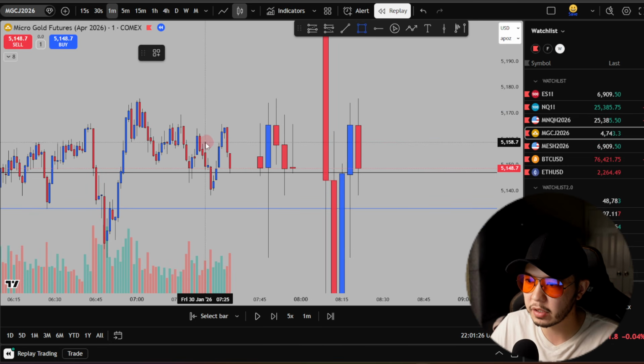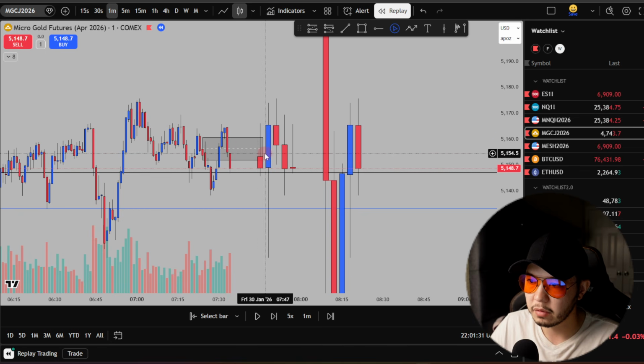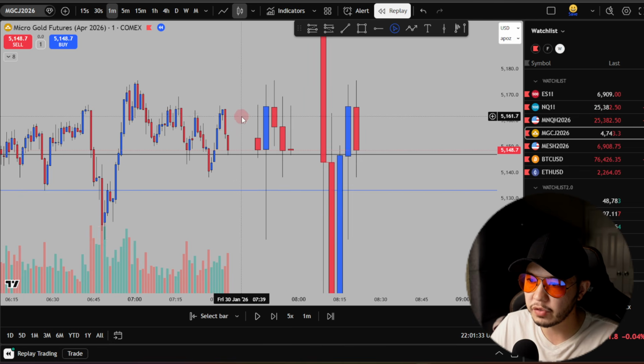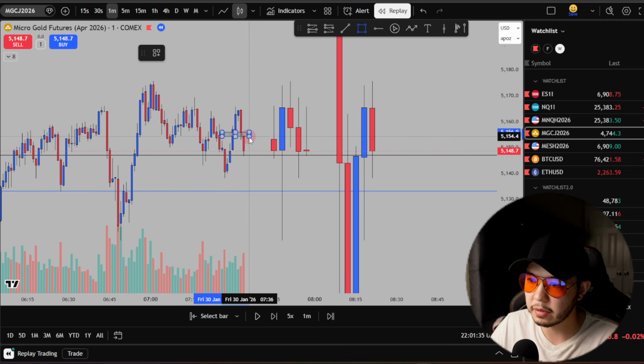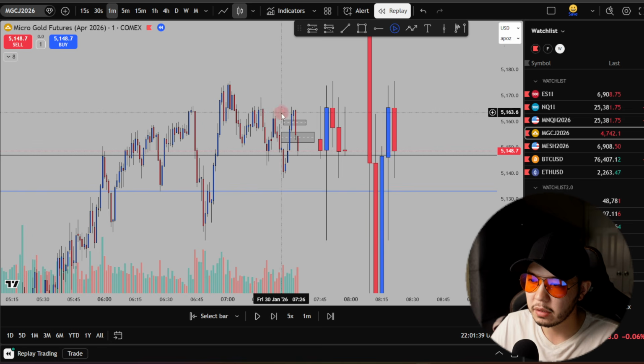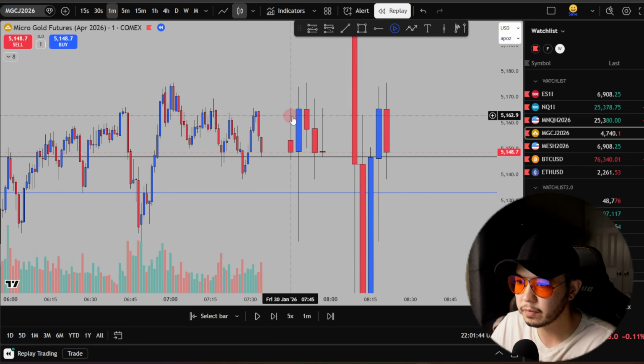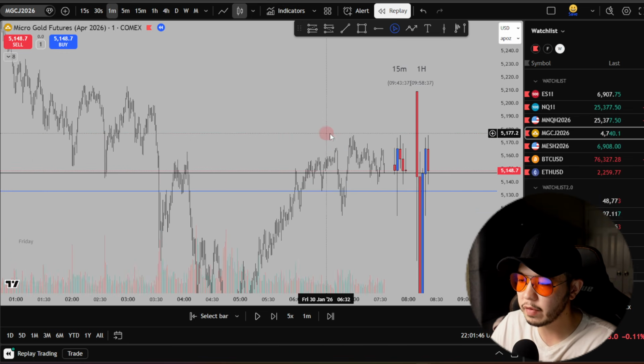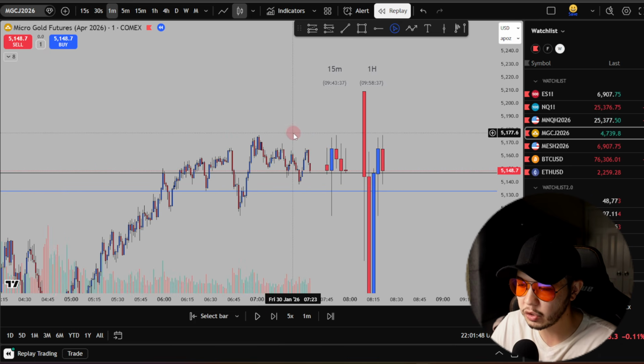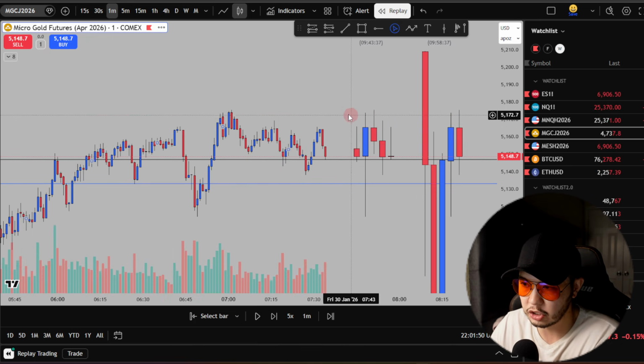Once we inverse both of these lines. An inverse fair value gap is just these gaps. If you can see, there are these gaps. If the price kind of inverses them, I just get in. And just visually, you don't even need to know anything else. Just visually, you can kind of tell. You can trade what you see.